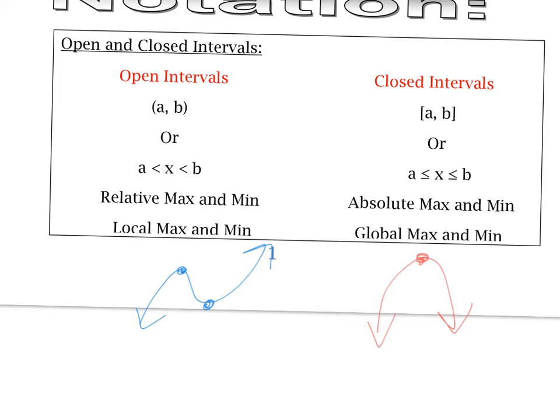But remember, when you see open intervals, you're going to be talking about relative. When you see closed intervals, you're going to be talking about absolute maxes. These are some other terms you might see: local max and min, global max and min. These just mean the same thing as either absolute or relative. Global means the same thing as absolute, and local means the same thing as relative. All right, let's go to the next page.